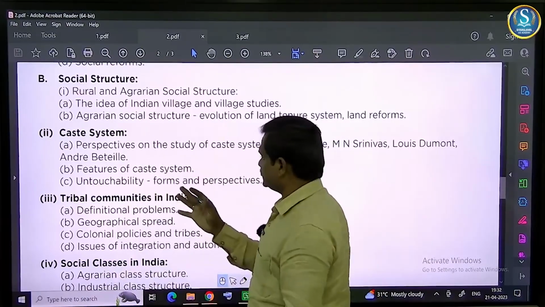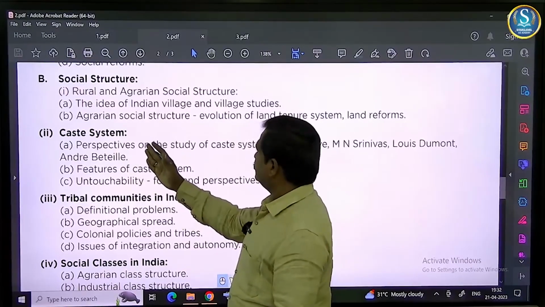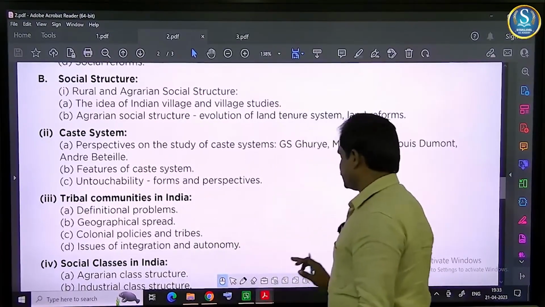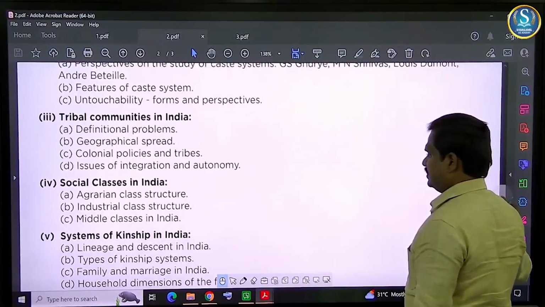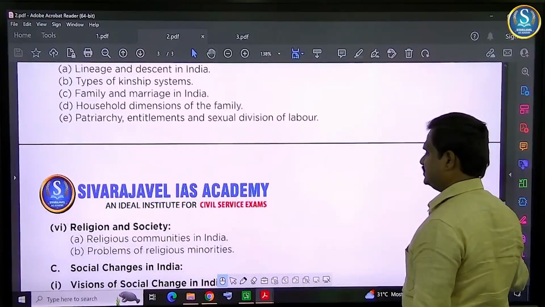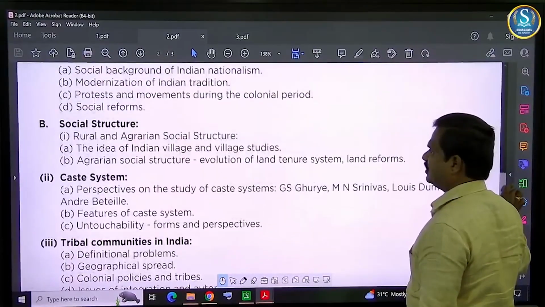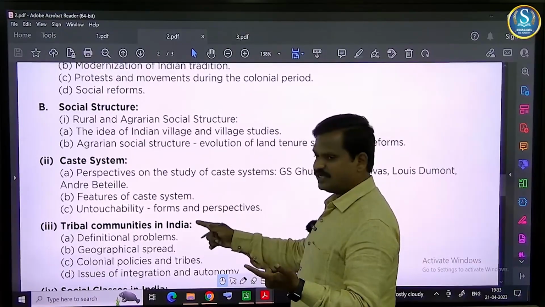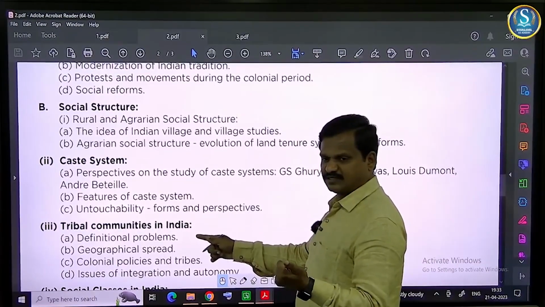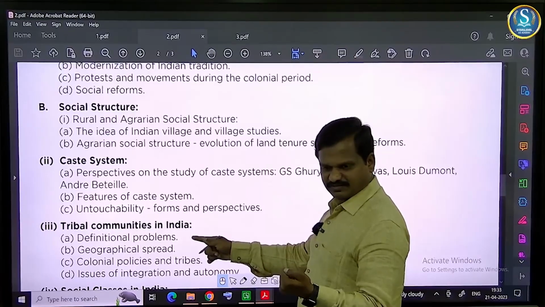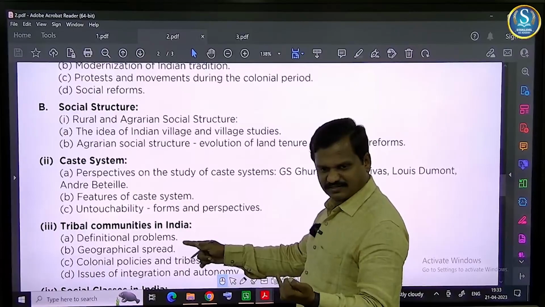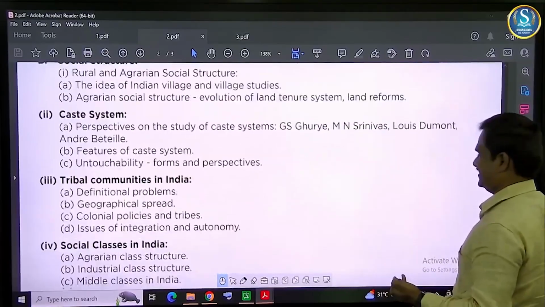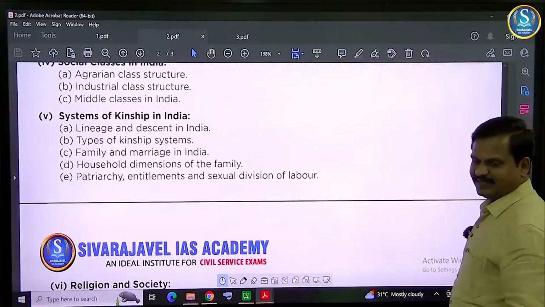Under social structure, you study caste system, village, tribe, class system, kinship system, and religion. So, six structures you are studying. What all are you studying? One is village, two is caste, three is tribe, four is class, five is religion, six is what? Kinship, family. Okay, so six structures.